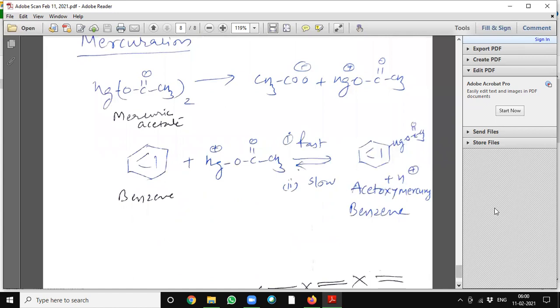Last reaction is the mercuration reaction. Mercury acetate will ionize to electrophile and nucleophile. This electrophile, the acetoxymercury electrophile, will attack the benzene, and then in the second step, it will slowly release the proton, and finally we will get acetoxymercury benzene.